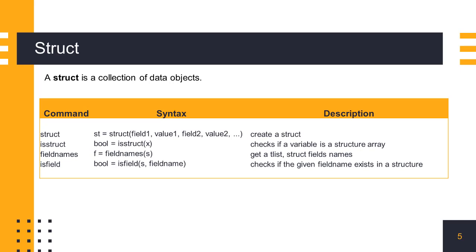Now we consider the next data structure, struct. A struct is a collection of data objects very much like structures in other programming languages. The data of the structure is accessed using an object which represents that structure. A struct is defined by providing a field name and value pair for each field variable that we want to store in the structure.